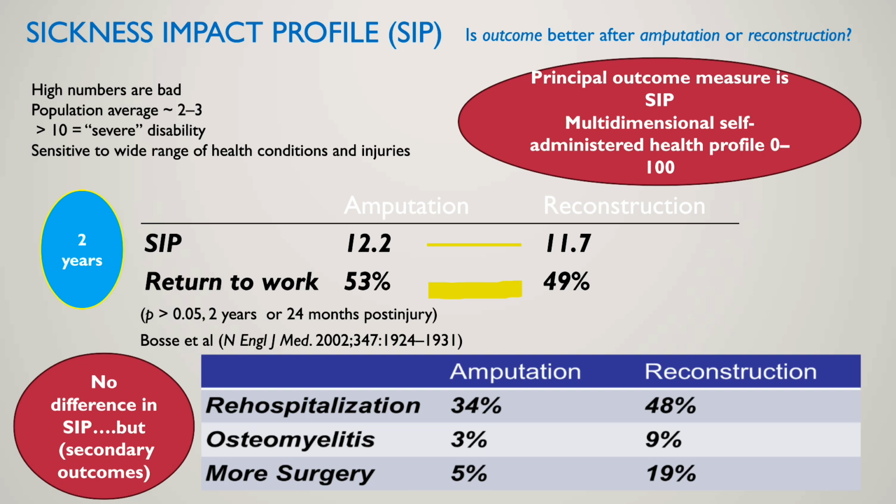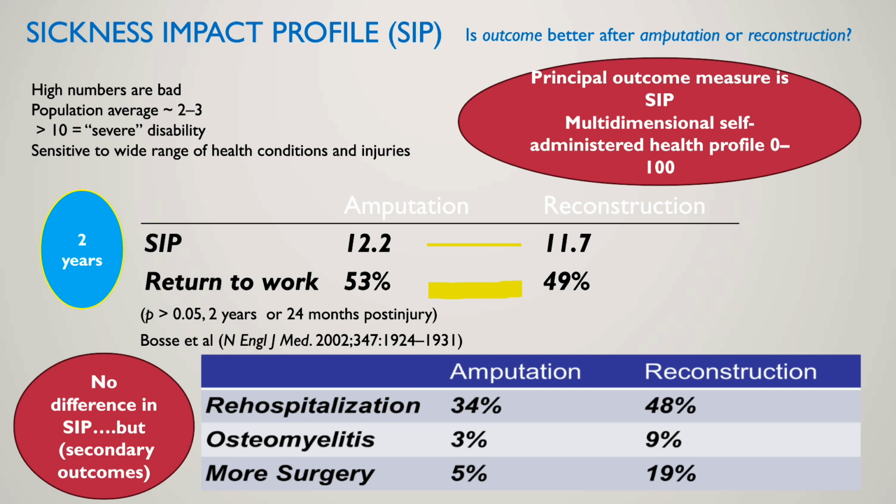The higher the number, the worse the outcome. Usual population without injury have a sickness impact profile of 2 or 3. More than 10 is severe disability, and it can also be used for other health conditions and injuries. So in the 2-year LEAP study, the SIP for amputation is 12.2 and reconstruction 11.6. There is no statistical difference. So it's the same.